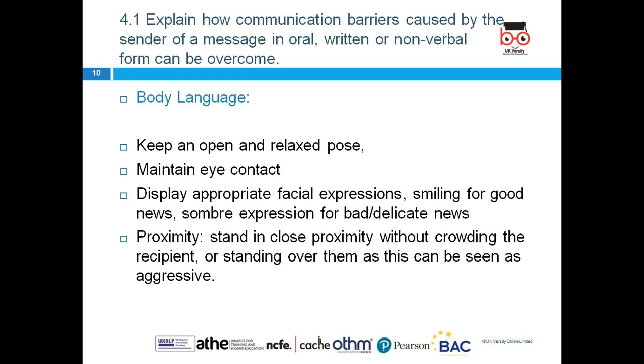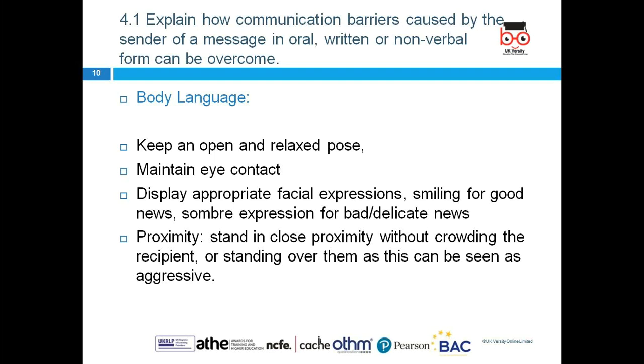Then body language. If you're in a face-to-face situation, then keep an open and relaxed pose. Do eye contact. I mean, all of these things, from how we talked yesterday, you do them anyway. You've got a very high understanding of how to adapt your language, how to speak to others, what sort of medium to be using. So I think you'll be, yeah.